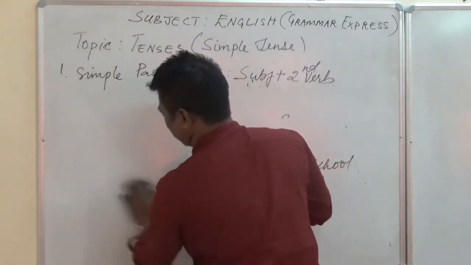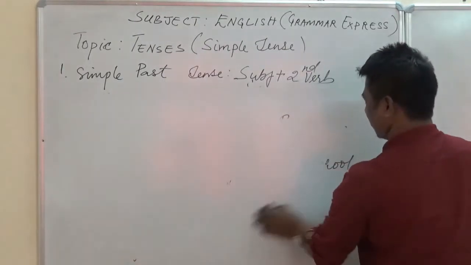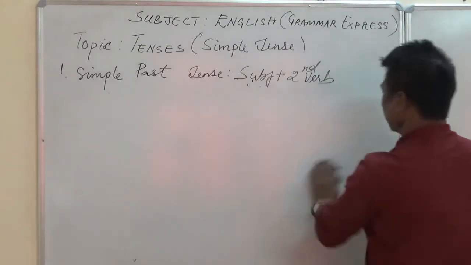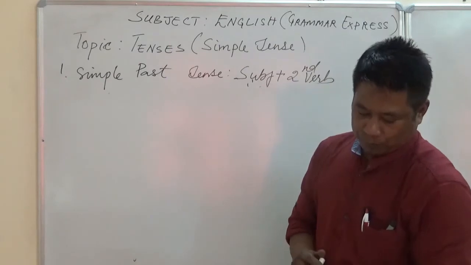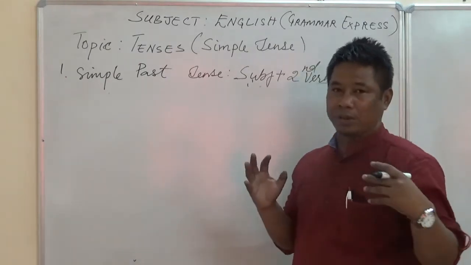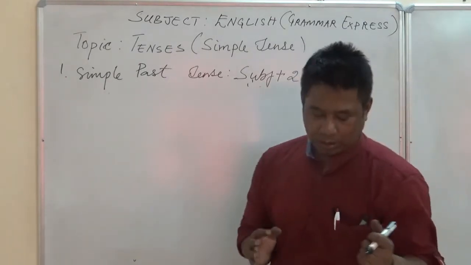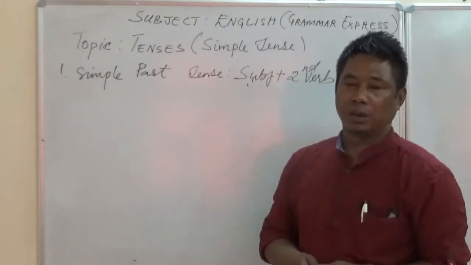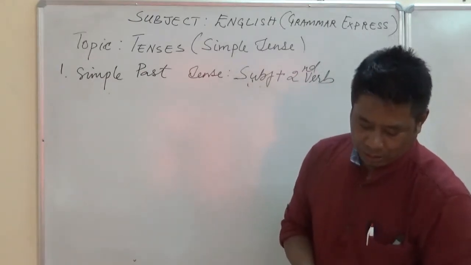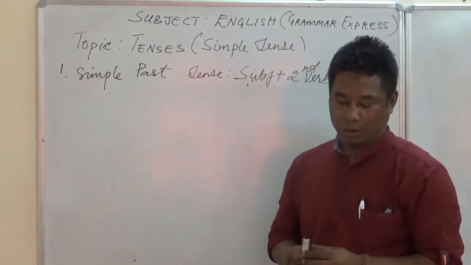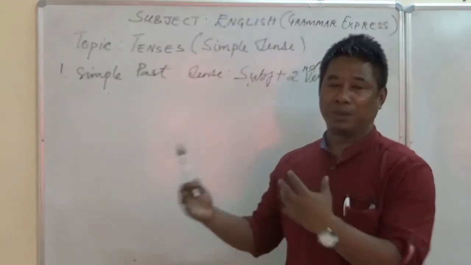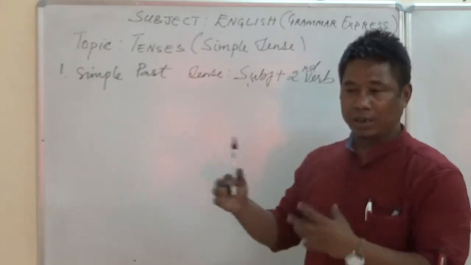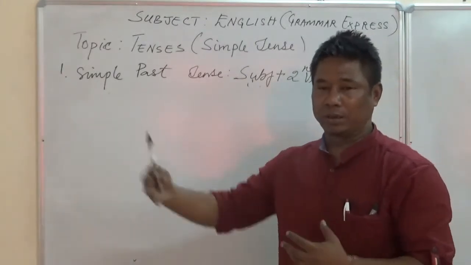Let's talk about the simple past tense, when it is used. Simple past tense is used to talk about an action which is completed in the past or about a past habit. Past habit.